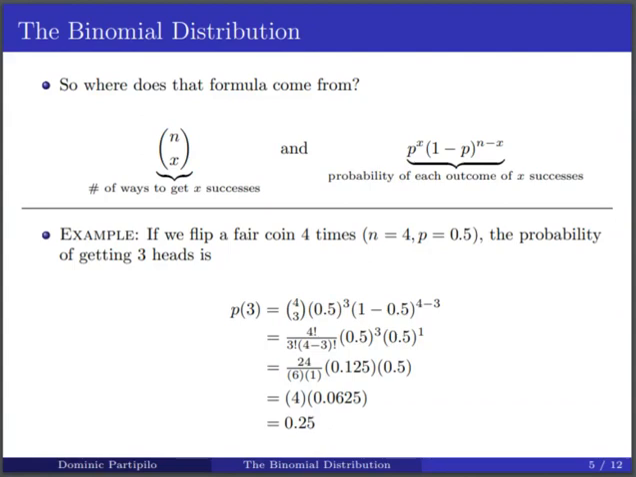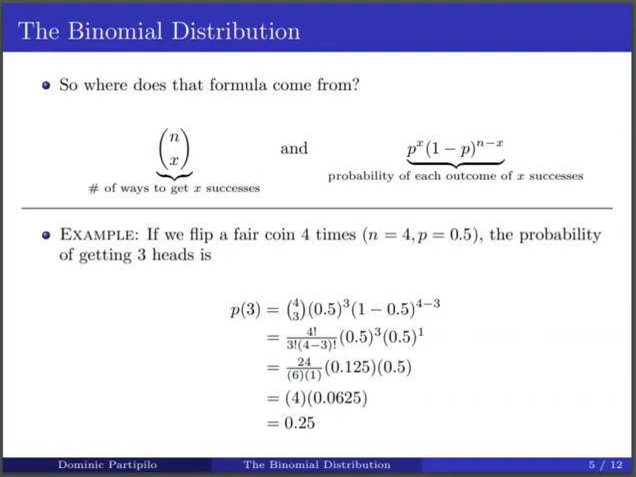So now let's look at an example. If we flip a coin 4 times, n is going to be 4 because we're flipping it 4 times. And if we define a success as getting heads, then our probability of success, or p, is going to be 0.5.